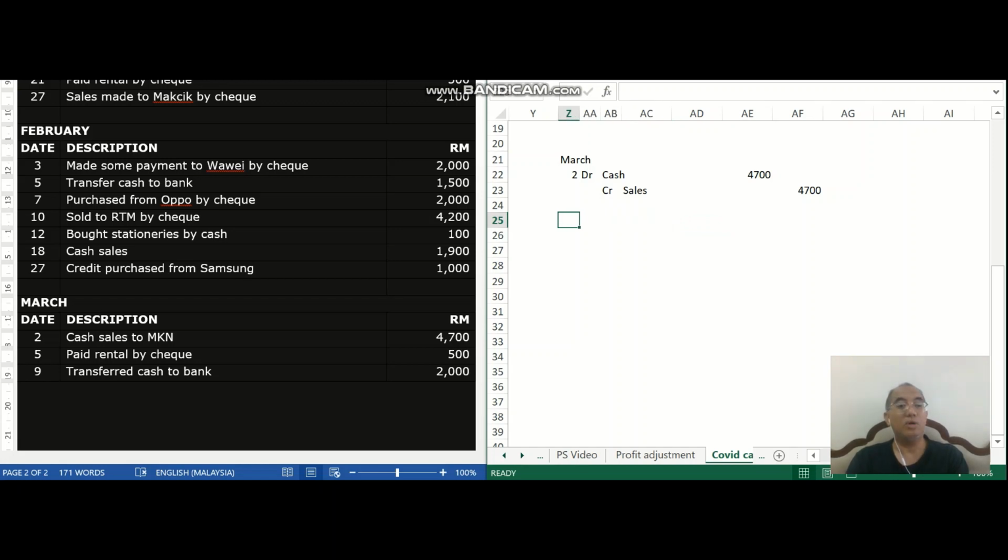Okay, what about on the 5th? Paid rental by check. So of course, when you pay by check, you debit your expenses rental and credit bank. How much? 500.